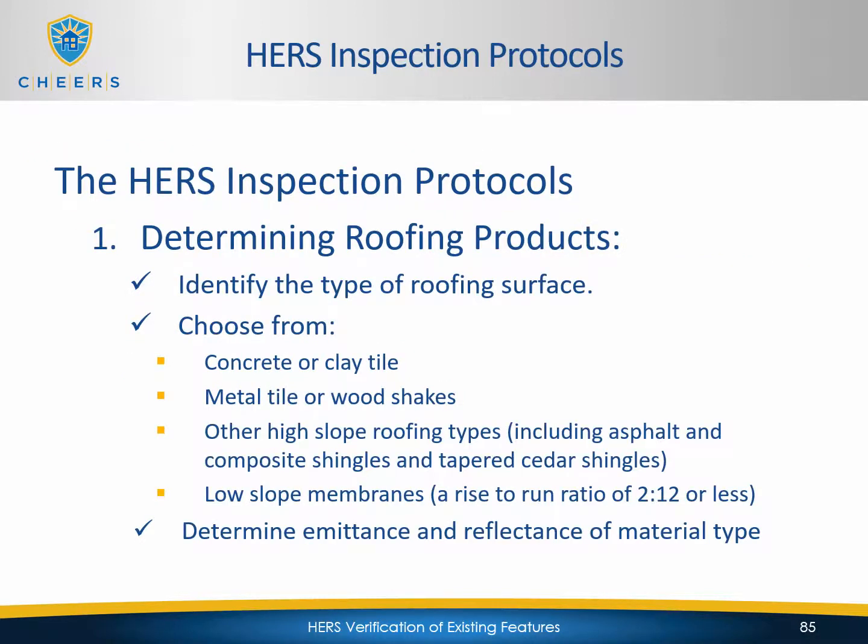You'll determine roof products. You want to identify the type of roofing surface that's being installed. You can choose from concrete or clay tile, metal tile, wood shakes, other high slope roofing types, that's including asphalt and composite shingles and tapered cedar shingles, or low slope membranes, which is usually found on a rise to run ratio of 2 in 12 or less. You want to determine the emittance and the reflectance of material types.